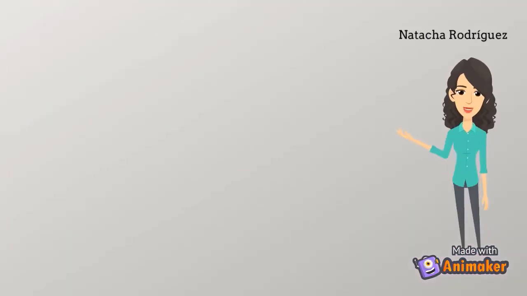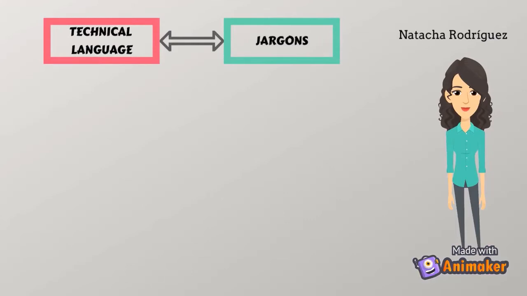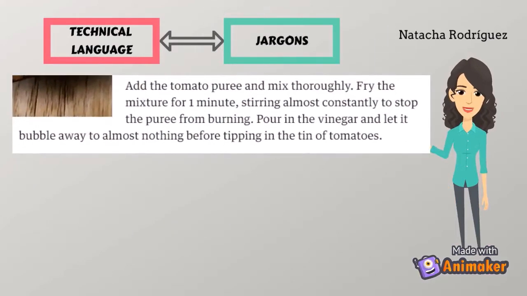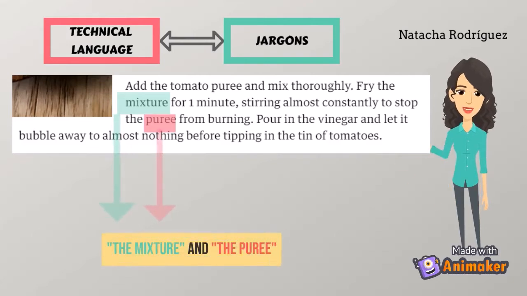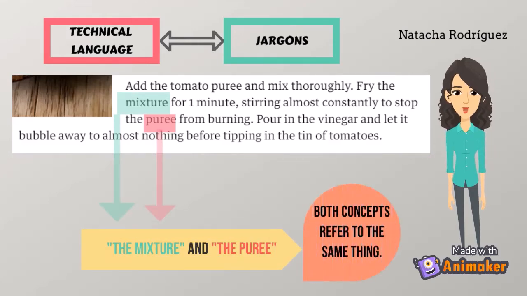We can also find the use of technical language. In this case, the author uses the word mixture for better understanding by the reader. However, the author then uses the concept puree to refer to the same thing mentioned above. This time it's using a more formal and sophisticated word.